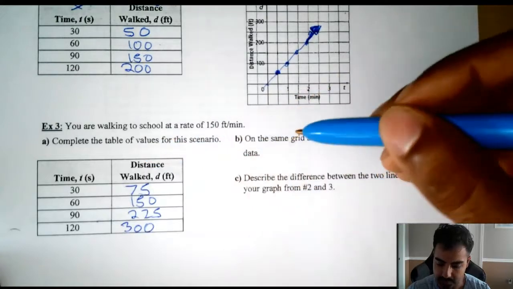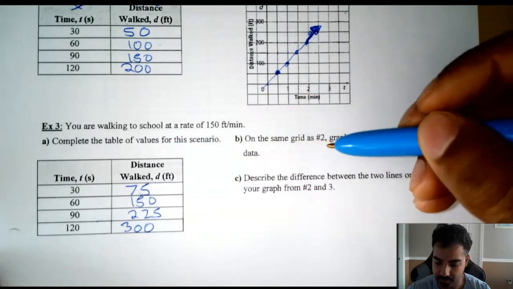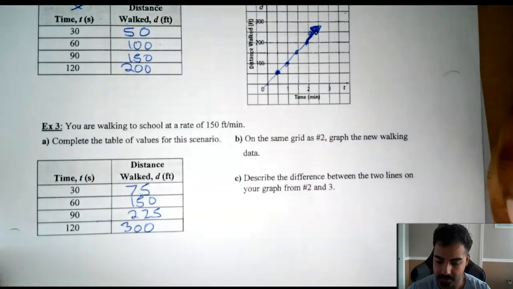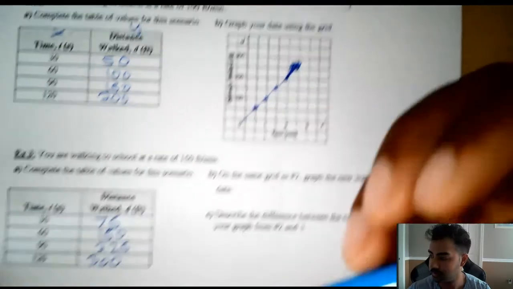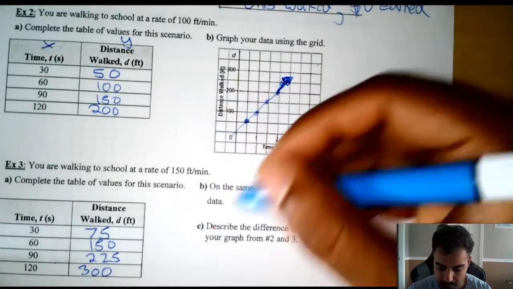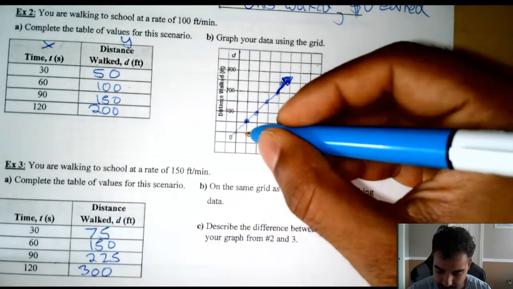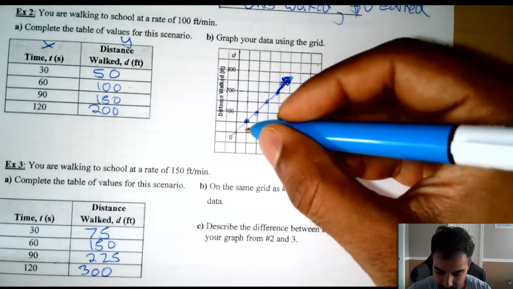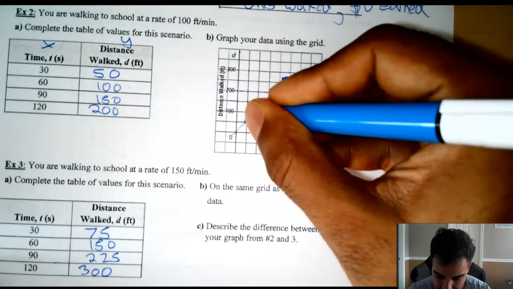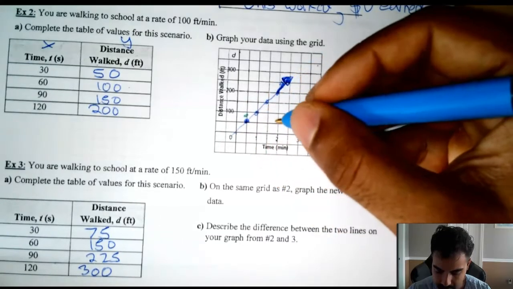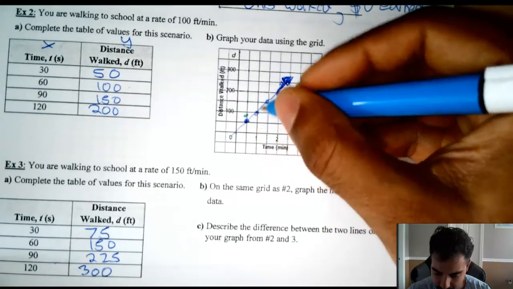Complete the table of values. So we did that on the same grid as number 2. Graph the new walking data. Okay, so I'm just going to use a different color. I'll use green. So at 30 seconds, right here, we got 75. So we're actually up here somewhere. And then at 60 seconds, we're at 150.